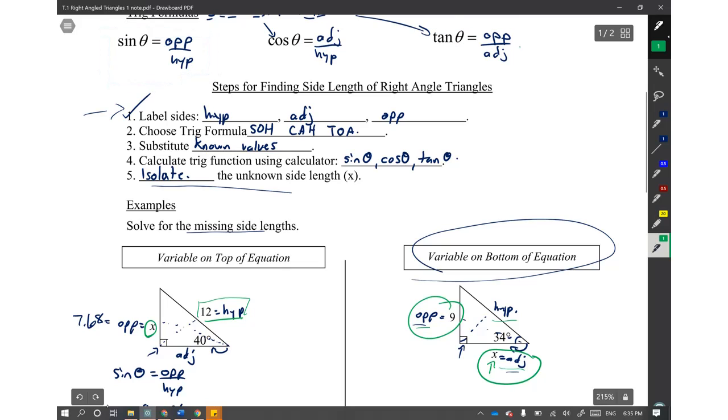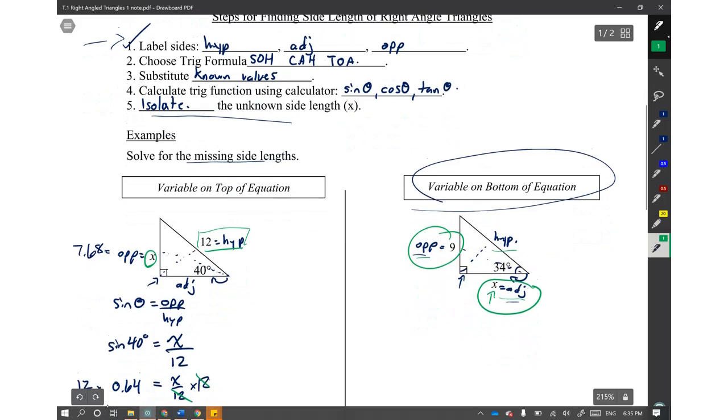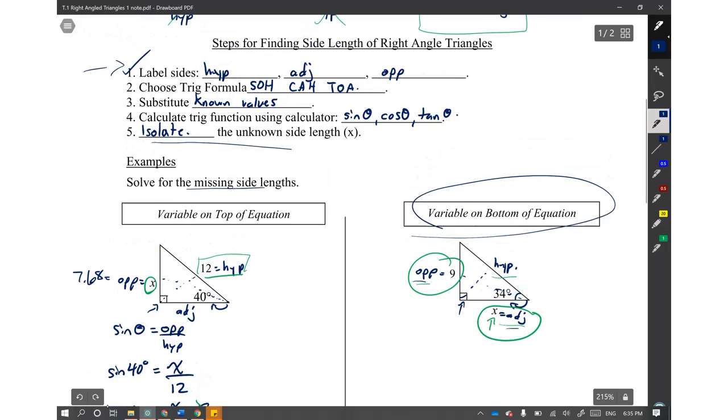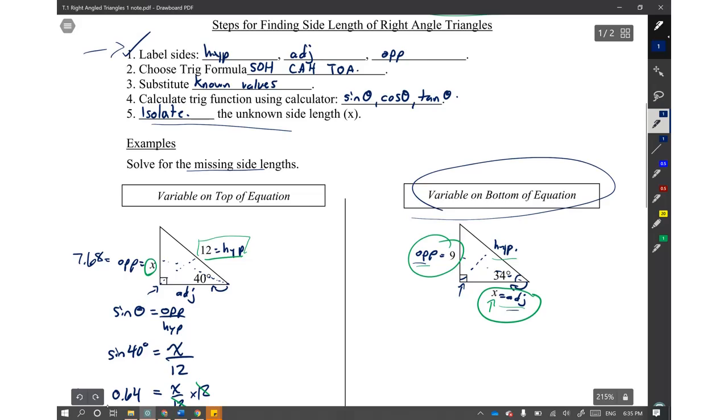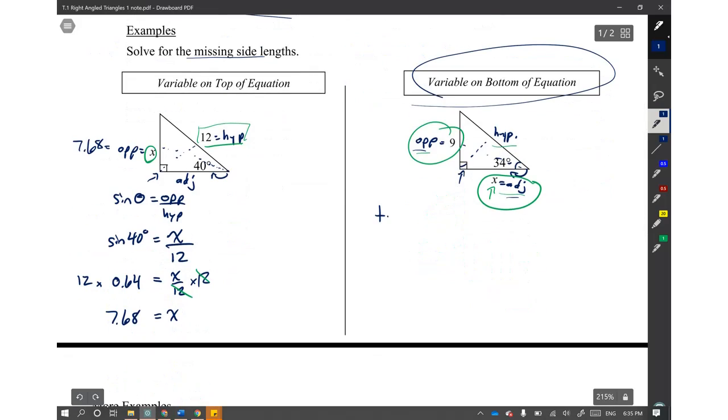Now I notice here that my sine formula does not have an adjacent side, so I can't use that. My cosine formula does not have an opposite side, so I can't use that. Meaning my tan formula has both opposite and adjacent. We'll use that. So I'll write that down right here first. Tan theta equals opposite over adjacent. Perfect.